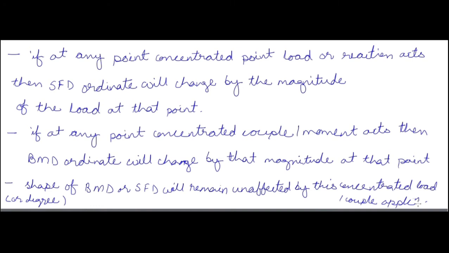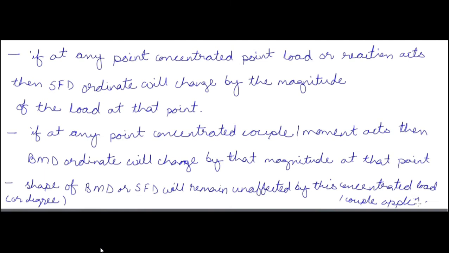And similarly in the bending moment diagram, if at any particular point a bending moment or a couple is acting, then the bending moment diagram will go up or go down at that point of application of the couple or moment, without changing the sign of the curve. The degree of the curve will remain the same, but only the ordinate will go up or go down.